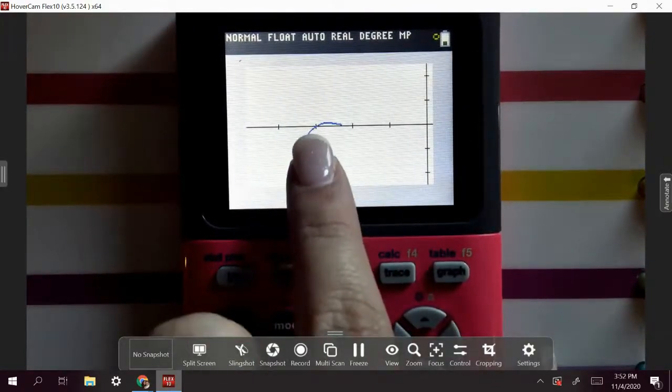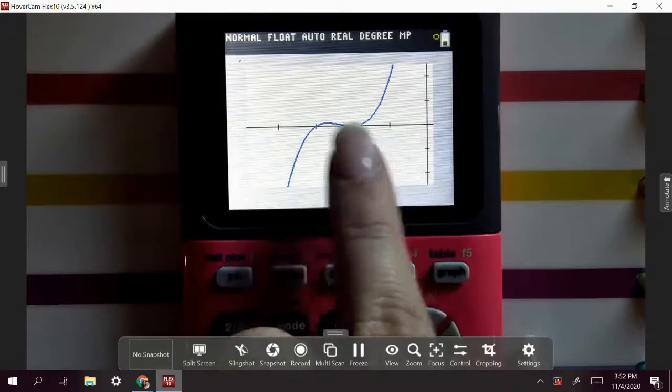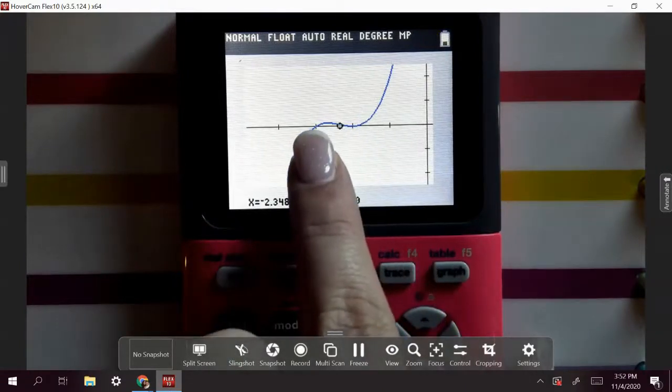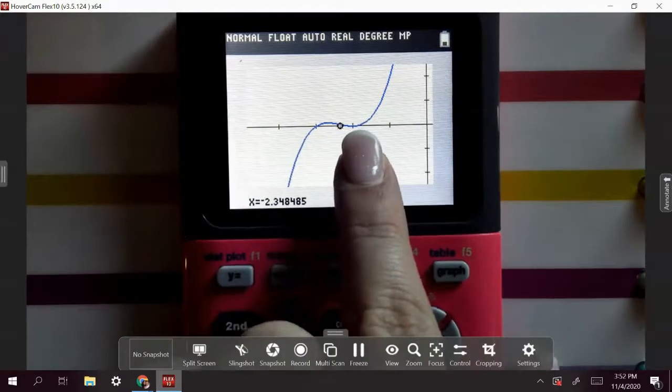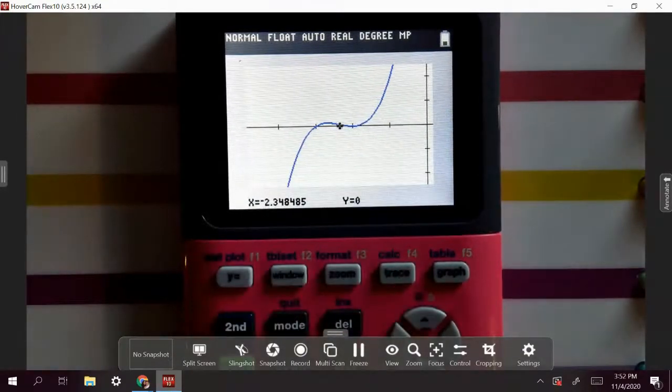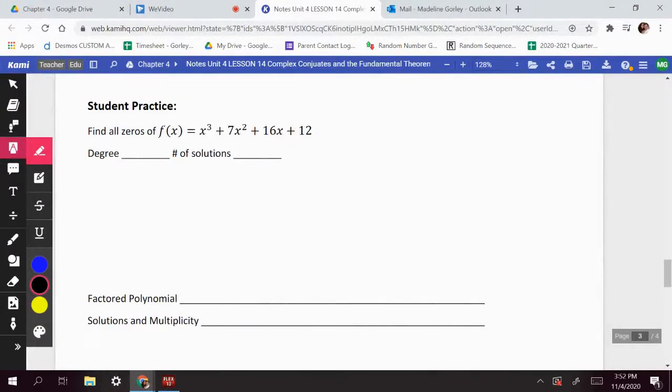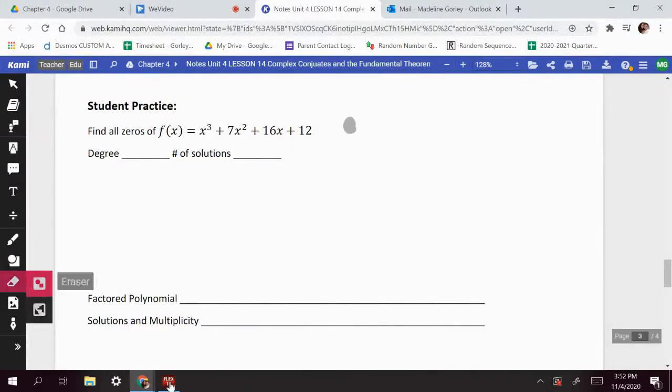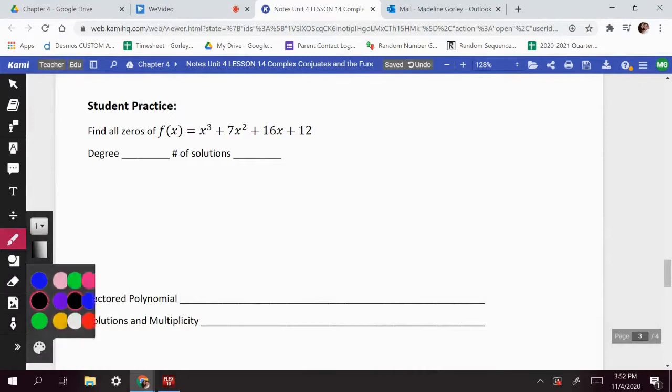Looks like I cross at... it looks like I have a cross at -3, and it looks like I have a bounce at -2. So cross at -3 and a bounce at -2. I'm going to make a note of that. Cross at x equals -3 and bounce at x equals -2.